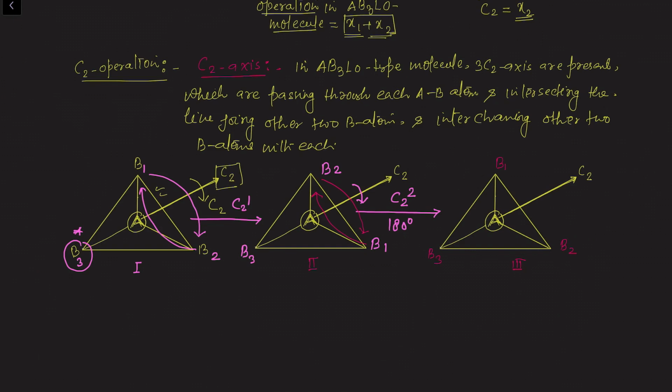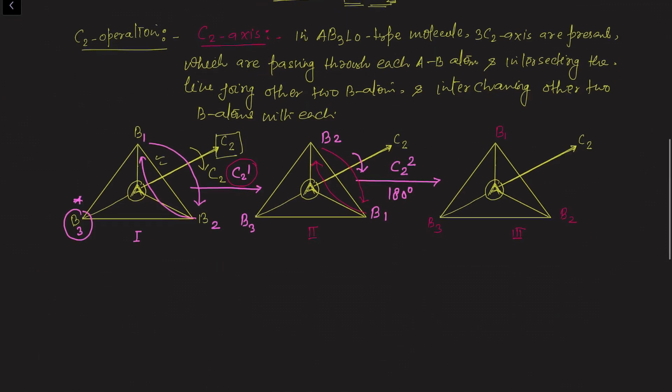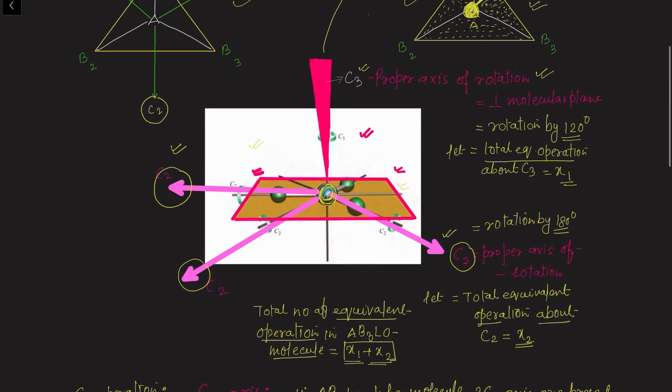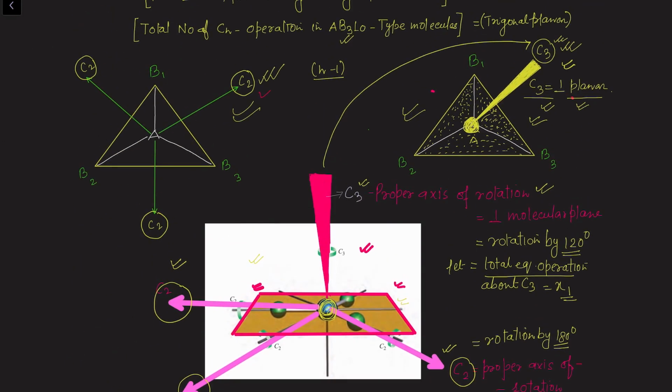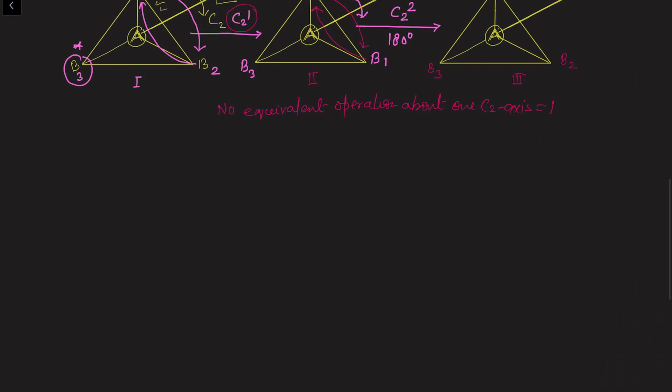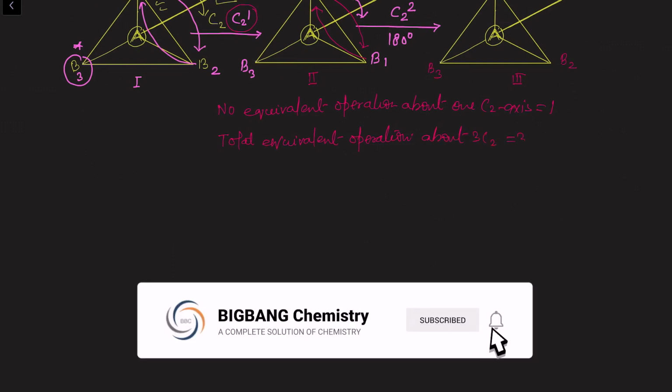So one C2 operation we are doing, right? So how many equivalent operations did we do? The number of equivalent operations about one C2 axis is equal to 1. Now in this molecule how many C2 axes are there? 3 C2 axes are there, right? So one equivalent operation about this axis, one about this axis, one about this axis. So total equivalent operations about 3 C2 is equal to 3 into 1.